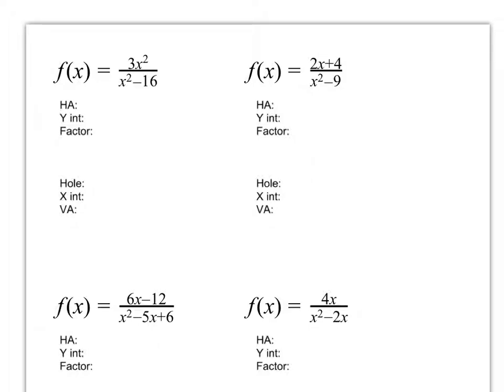Horizontal asymptotes have to do with the degree, or the highest exponent in the top and the highest exponent in the bottom. So when I have exponents in the top and bottom that are the same, then my horizontal asymptote is y equals their coefficient. So y equals 3 over 1, which would just be 3.